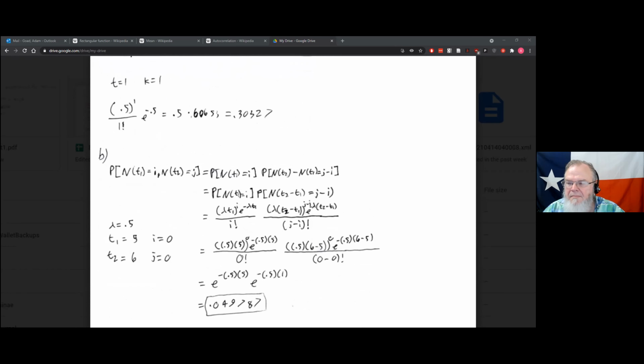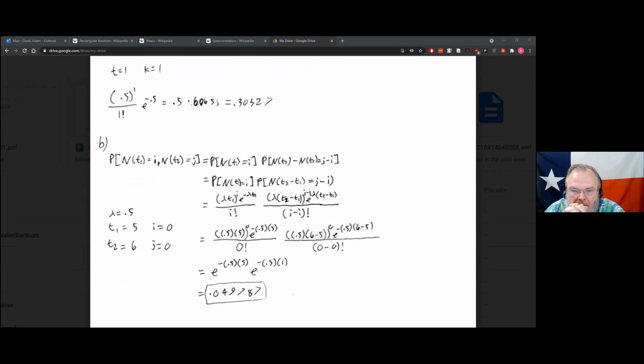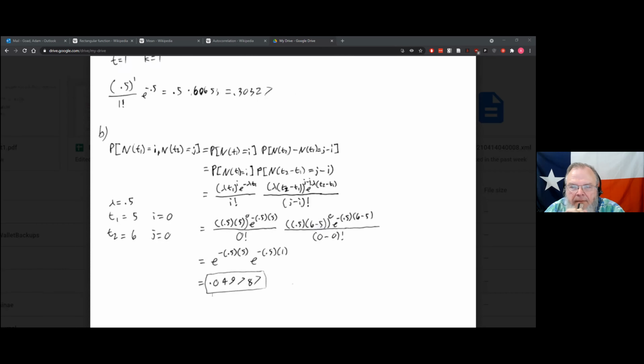So we said it wanted that after 5 seconds there had been 0. So we wanted the probability that after 6 there would be 0. So we plug in those again. And it works down to just multiplication of these 2 exponentials here. So 0.049787.